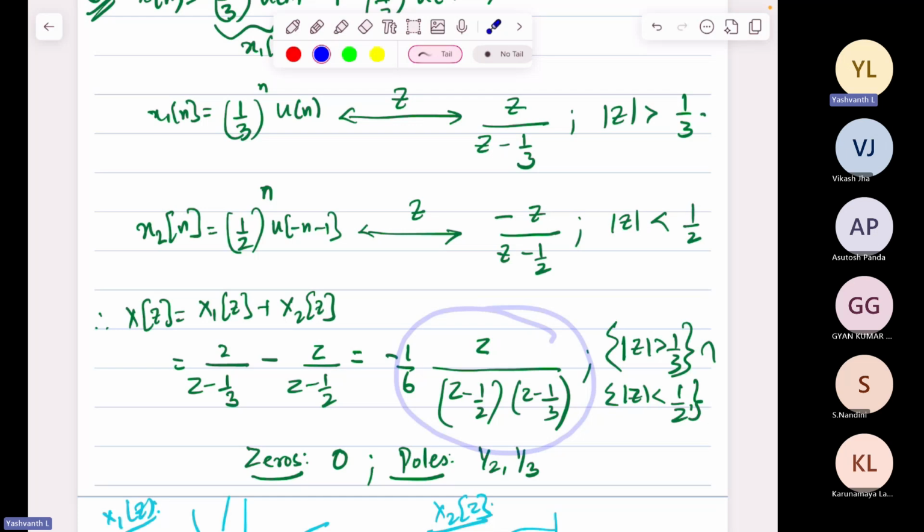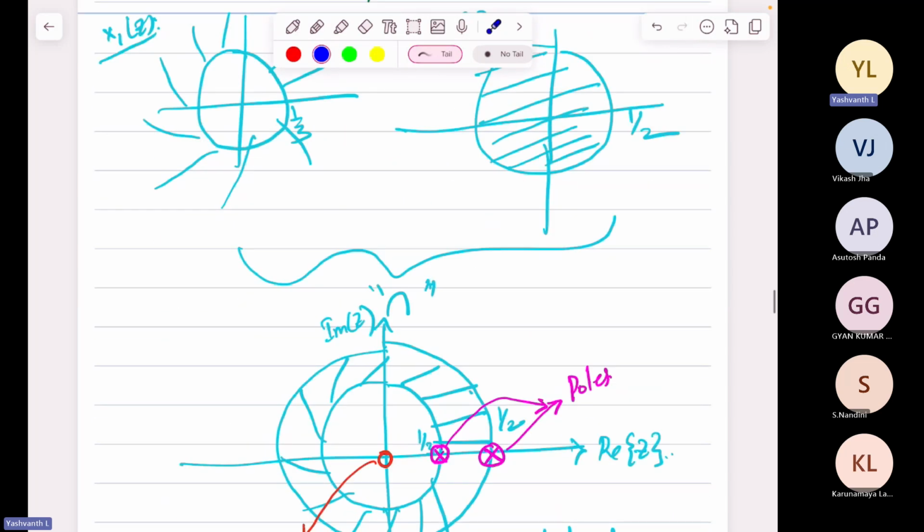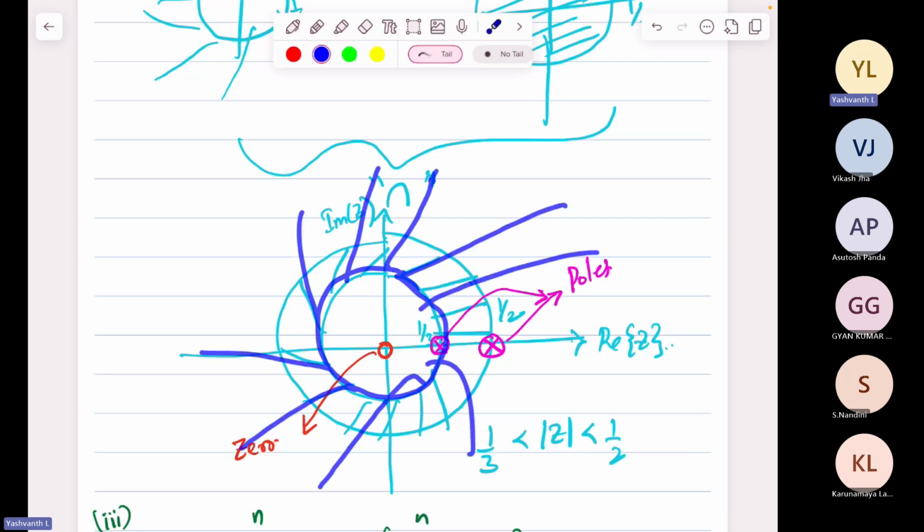And now what we need to do is the intersection of mod z greater than 1 by 3, but it should be less than 1 by 2. What is that? So basically the intersection is this region here. This is z equal to 1 by 3 unit circle. So everything outside this circle is the ROC of the first term.